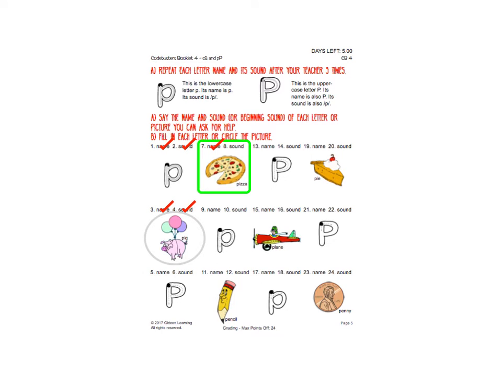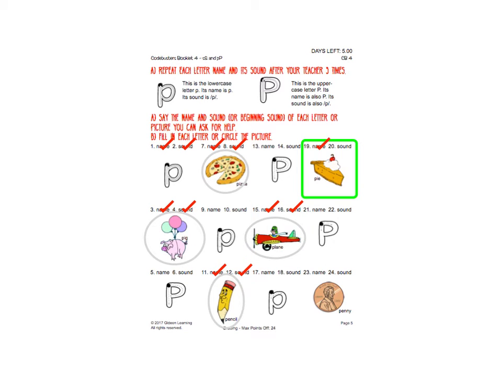Pizza. P. And now I can circle pizza. Pencil. P. And then I can circle pencil. Plane. P. And then circle plane. Pie. The beginning sound is P, and then circle the pie. This is a penny. P. And then circle the penny.